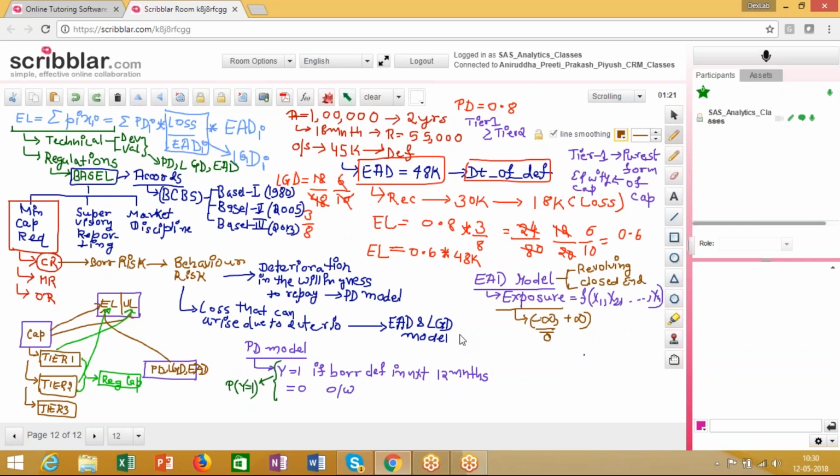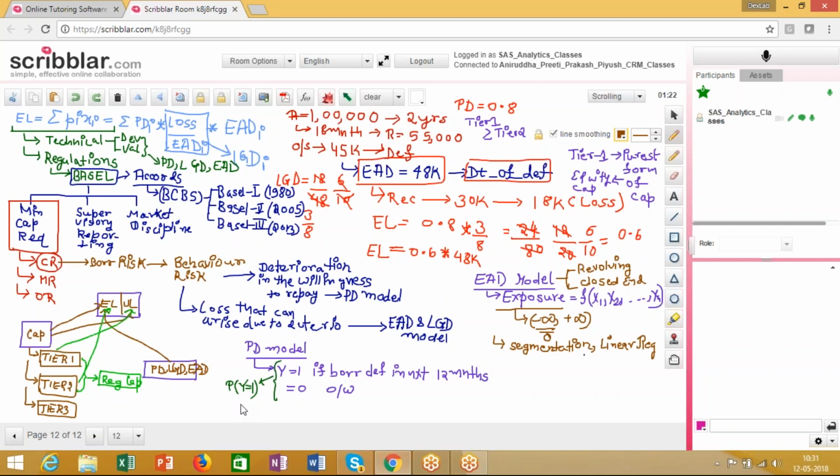Right. Now coming to the next part. Talking about exposure, the methods that can be used to develop these models are segmentation driven methods. Then there is a linear regression driven method, and so on, right?